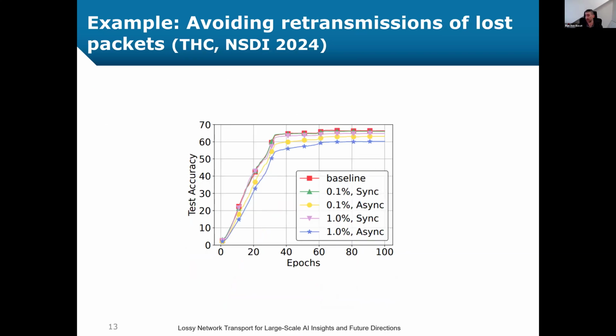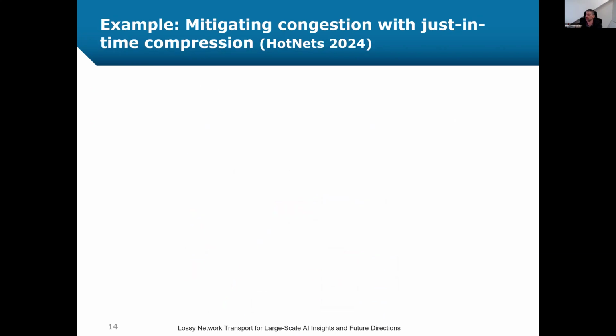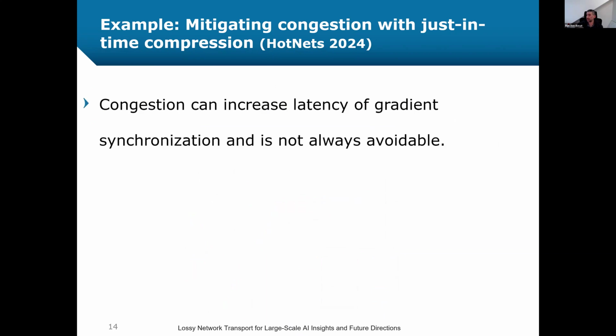Let me give you another example, which is: what do we do when there's congestion, right? So congestion at least increases the latency of the packets that are sent in the network. In a worst case, they can even get some congestion drops, and it's not always avoidable, right? So it depends on your setup. It depends on whether you own the cluster or whether you have multiple jobs running concurrently. You cannot always avoid congestion.